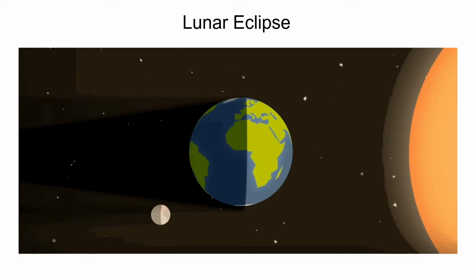You can also see that because the moon is smaller than the Earth, it occupies a small fraction of the Earth's shadow, and that's important too. And so because of this geometry, you can see that anyone on the night side of the Earth should be able to see a lunar eclipse quite easily.